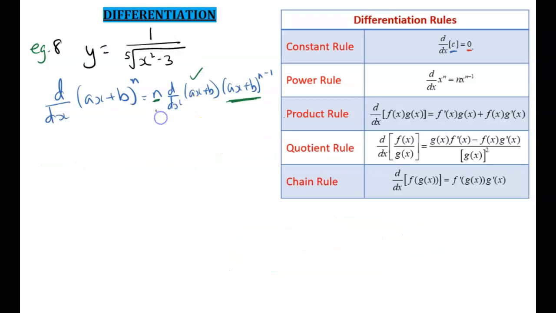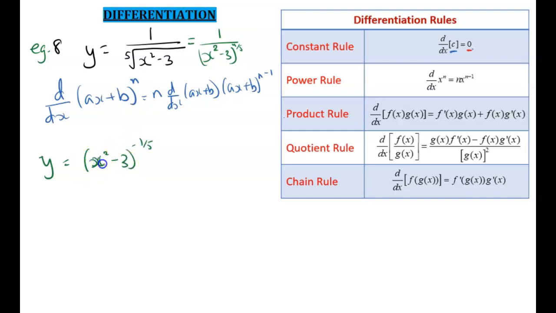This is my 8th example now. So let me show you how I would apply this. If y is equal to 1 on x squared minus 3 to the 1/5, which is the same as saying, let me write it at the bottom here, y is equal to x squared minus 3 to the minus 1/5.